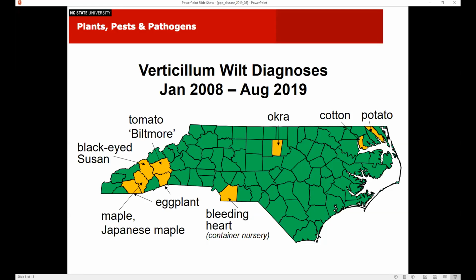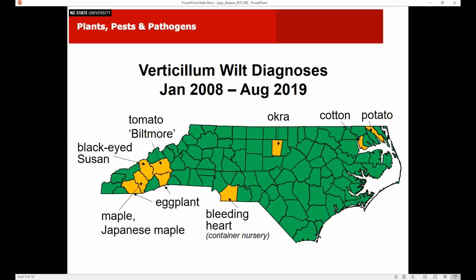The bleeding heart from a nursery, that we can almost not really consider as a North Carolina problem necessarily because we don't know where they had imported the plant from. So it was not an actual landscape or field situation. There's an okra sample from Orange County, cotton and potato and field crops out in the northeastern corner of the state.